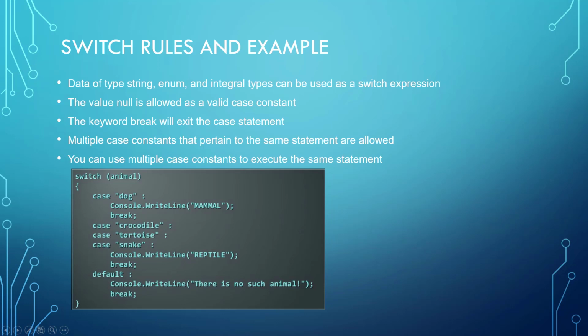Okay, so I'll give you an example of this, but first a couple of rules. The data types string and enumeration, which you haven't learned about yet, but you will, and other integral types such as int, double, byte, all the different data types we've talked about, can be used as a switch expression.